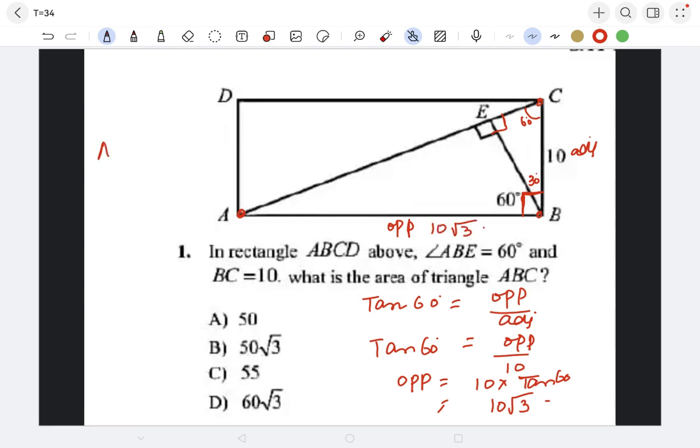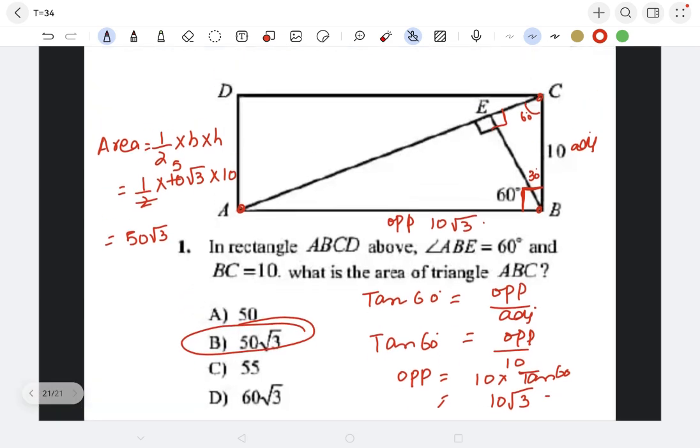Now you have to find area. You know area is 1 over 2 into base into height. Your base is 10 under root 3 and your height is 10. That is 2 5s are 10, 50 under root 3. And this was all about today.